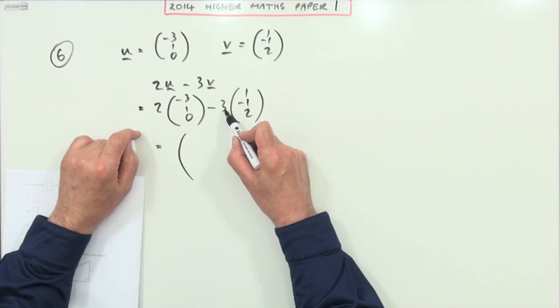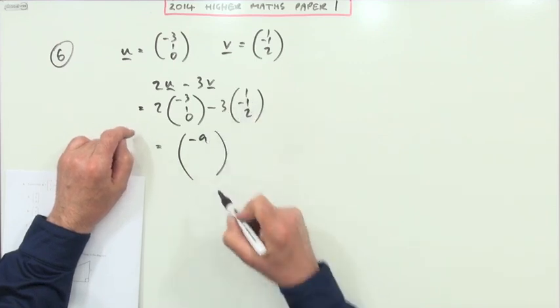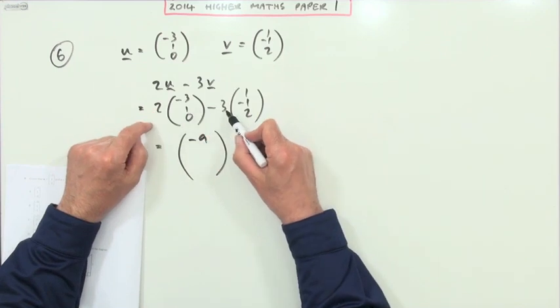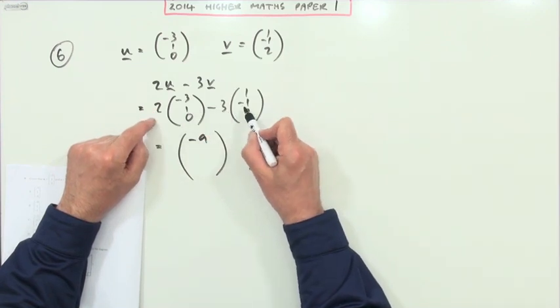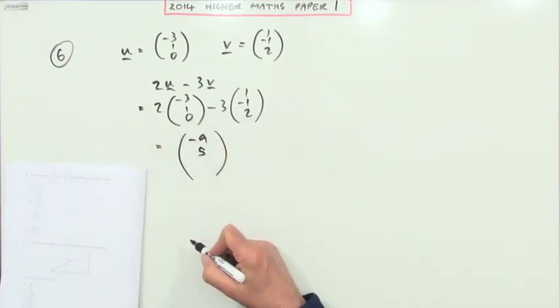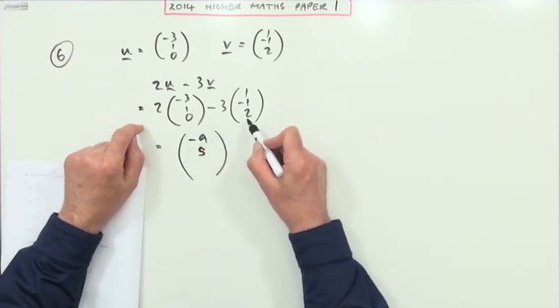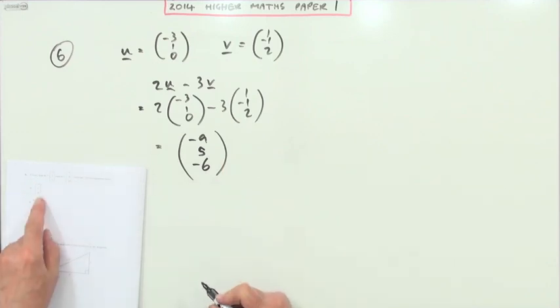That's -6, take away 3 is -9 for the first one, there's 2 of those. That's 2 plus 3, which is 5 for the next one. So that's A, just double check the last component. Nothing, take away 6 is -6, so it is indeed A.